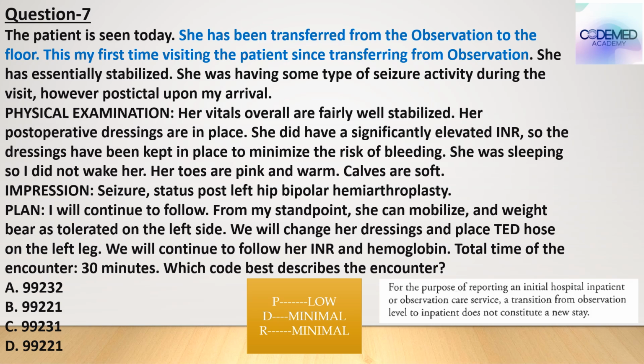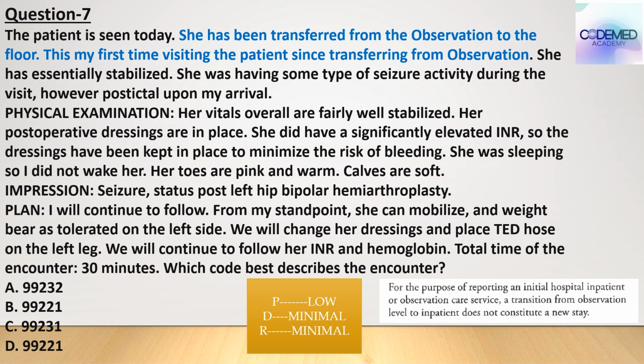So, impression is seizure, status post left hip bipolar hemiarthroplasty. Plan: I will continue to follow. From my standpoint, she can mobilize and weight bear as tolerated on the left side. We will change her dressing and place a TED hose on the left leg. We will continue to follow her INR and hemoglobin. The total time of encounter is 30 minutes. Which code best describes the encounter?